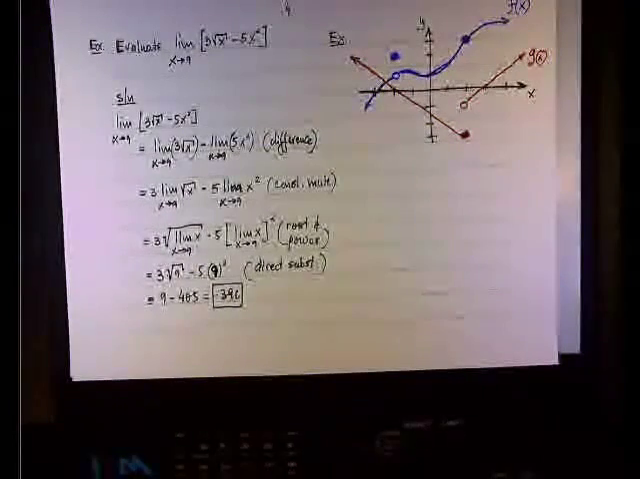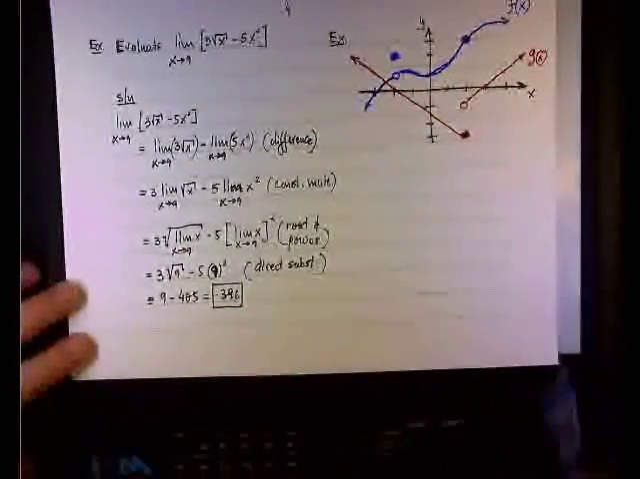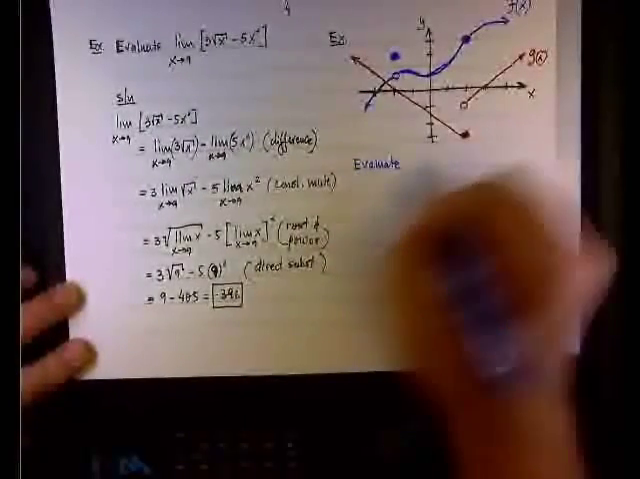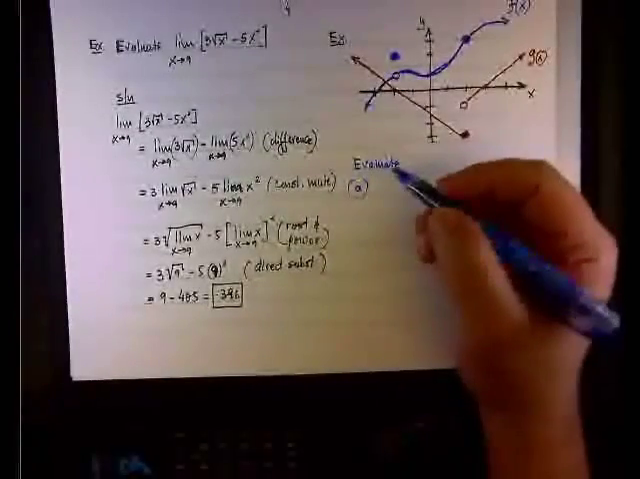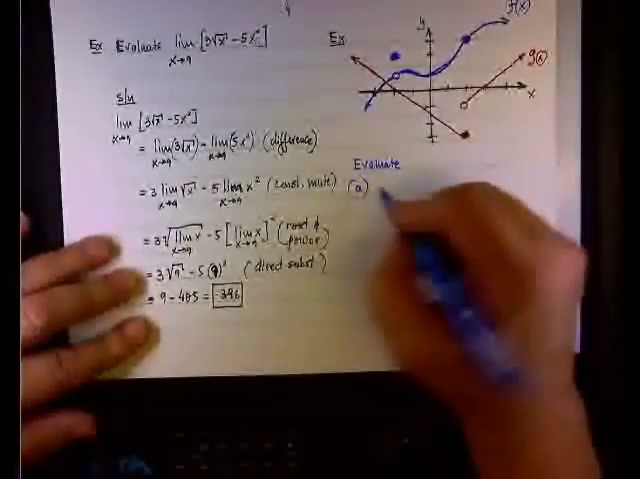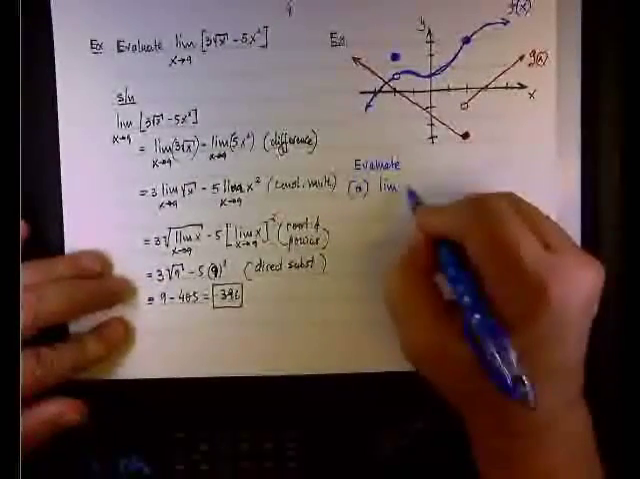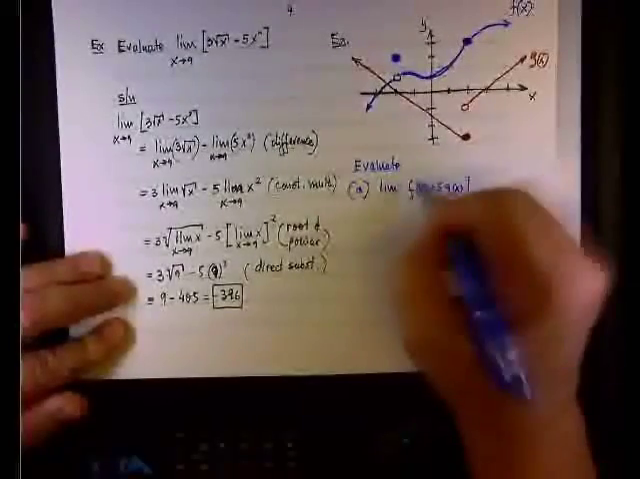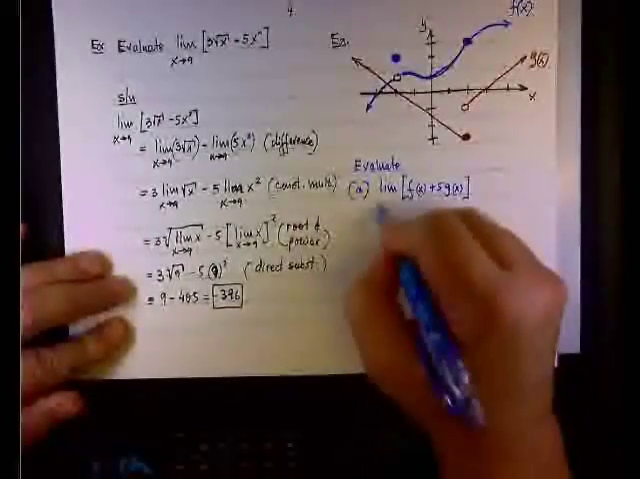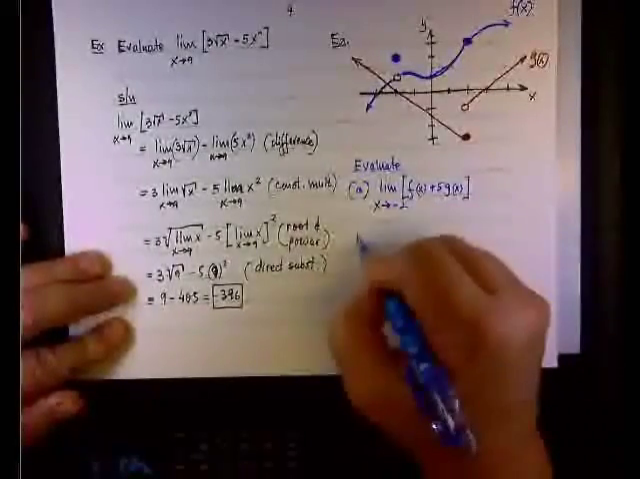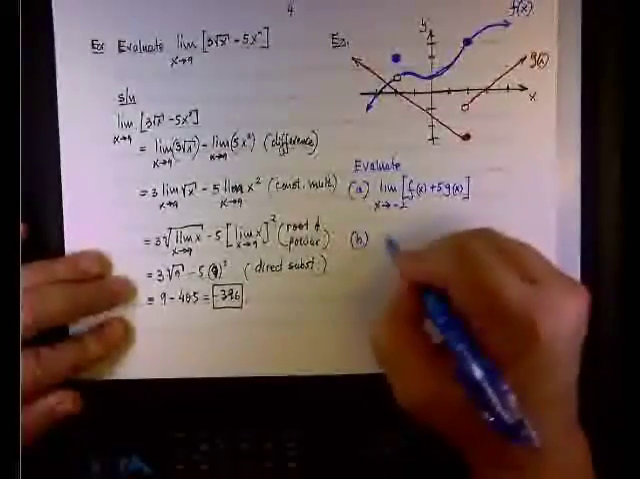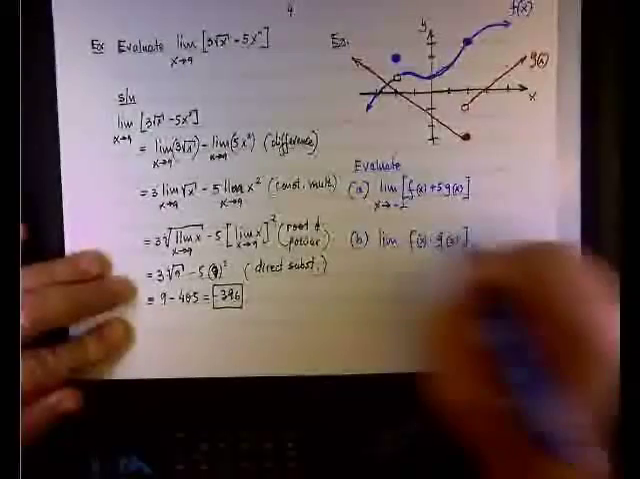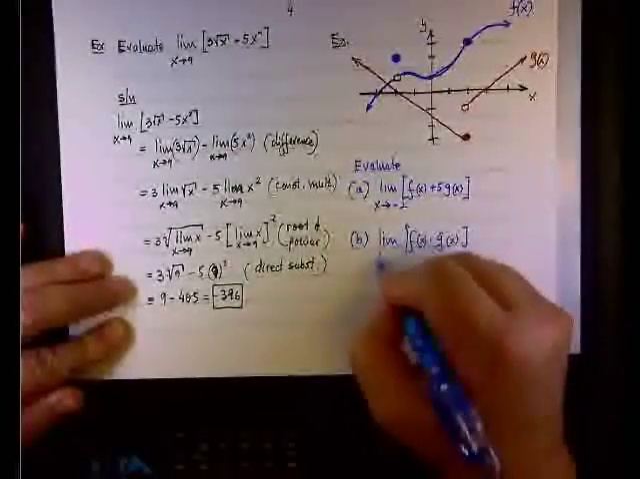So in this example, we have the blue function and the red function, which is piecewise, and we need to evaluate the following. Two items to evaluate. Part A, we want to evaluate the limit of f plus 5g, and this is when x approaches negative 2. In part B, we want to evaluate the limit of the product when x approaches positive 2.